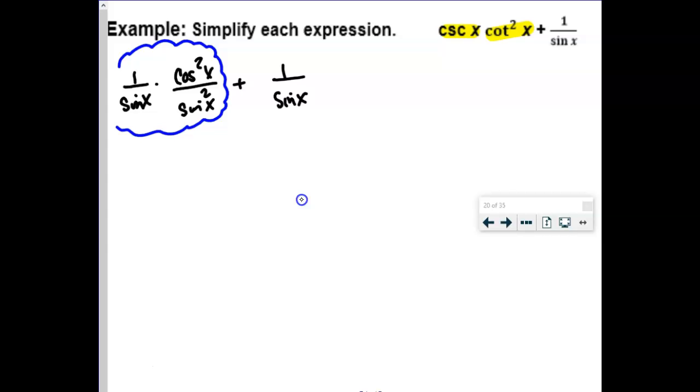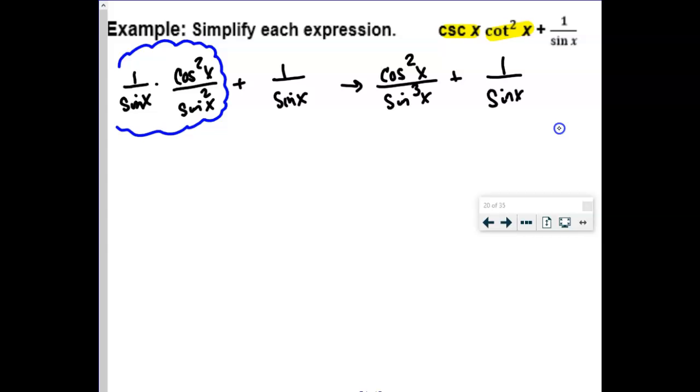So the thing I just bubbled in blue, I was really hoping to see some cancellation or something. And I don't see any cross cancellation. So I just have this disgusting fraction. I have cosine squared over sine to the third. Right? Sine times sine squared. Why is it not? No, never mind. Oh, it is.